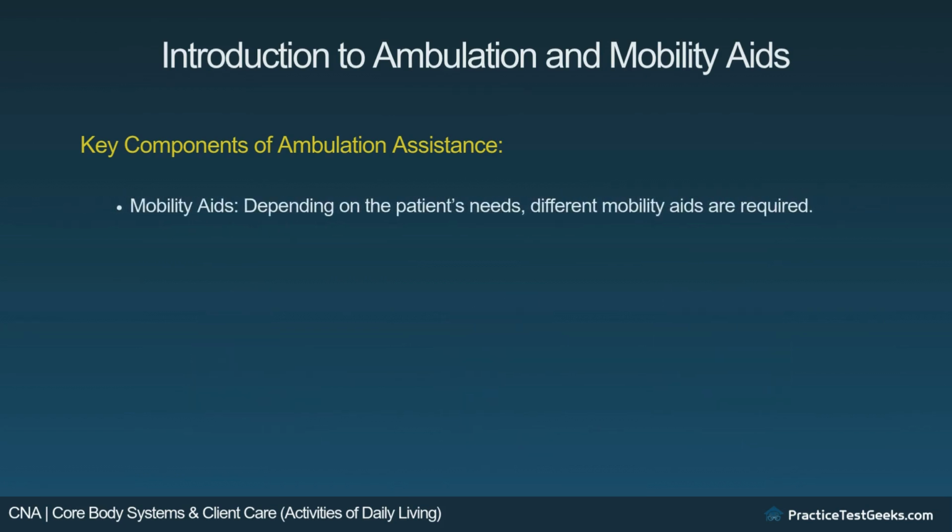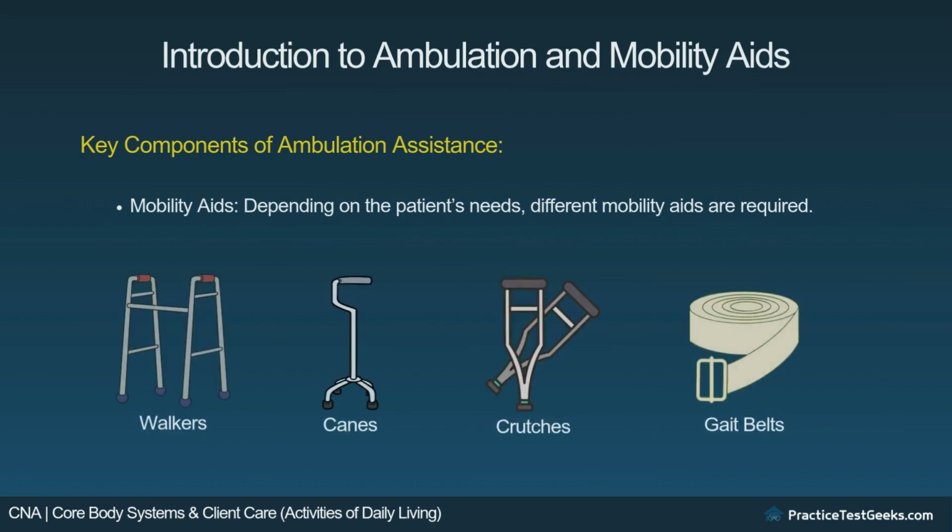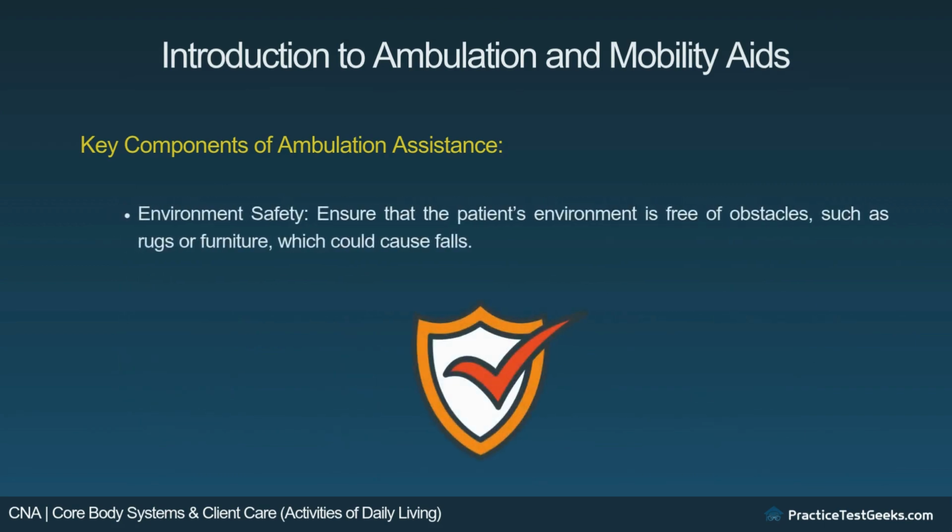Mobility aids. Depending on the patient's needs, different mobility aids are required. These can include walkers, canes, crutches, or gait belts. Environment safety. Ensure that the patient's environment is free of obstacles, such as rugs or furniture, which could cause falls.